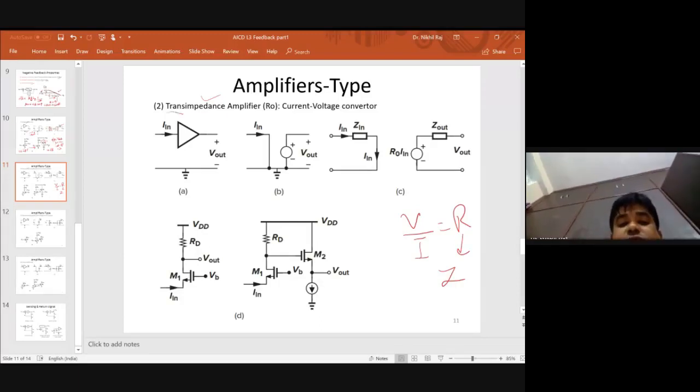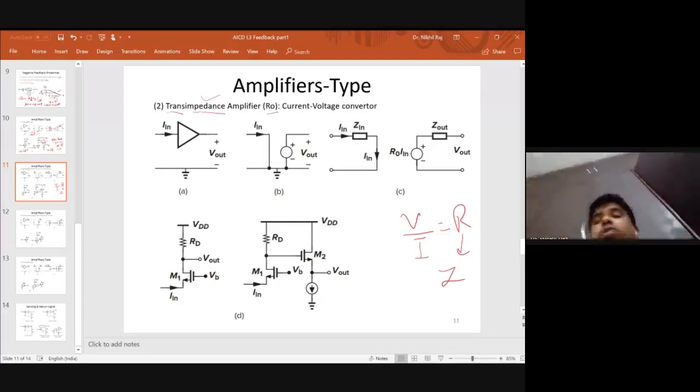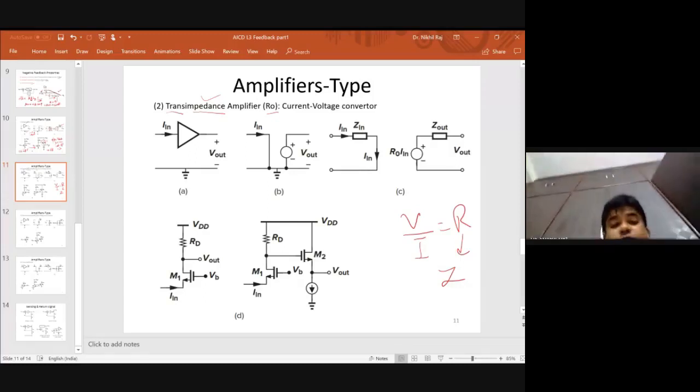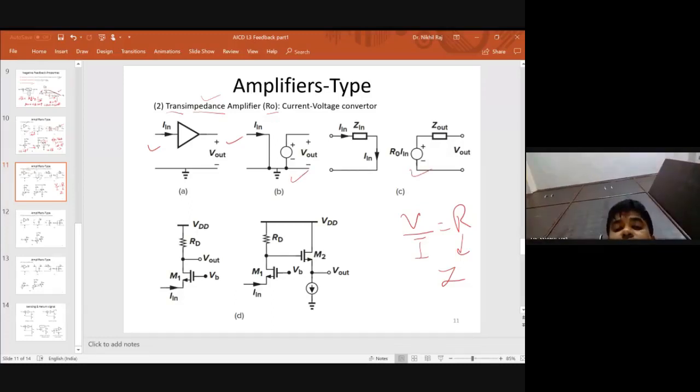So that is your transfer of impedance, that is transimpedance. And generally it is generated by R naught. Sometimes in textbooks you will also see this known as a current-to-voltage converter, because the input is current and the output is converted into the form of voltage. So now the ideal representation is this one, and practically you will see this one.